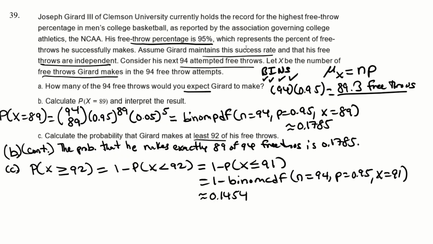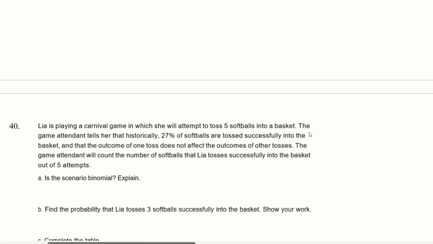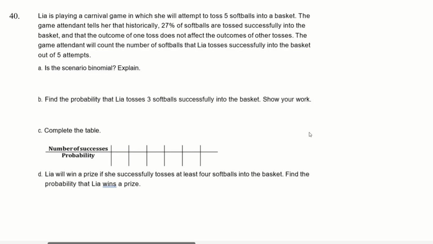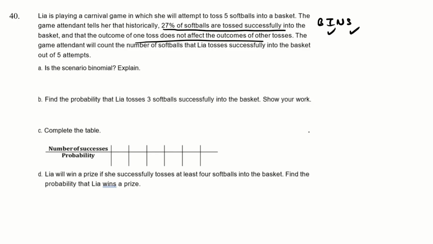All right, so let's go ahead and go to the next one. So number 40. Leah is playing a carnival game in which she'll attempt to toss 5 softballs into a basket. The game attendant tells her that historically 27% of the softballs are tossed successfully into the basket, that the outcome of one toss does not affect the outcome of another toss, so independent. So far we got probability of success is the same, check, independent, and then she wants to attempt to toss 5 softballs, so the number of trials is the same. And it's binary. She makes it or she does not make it successfully.